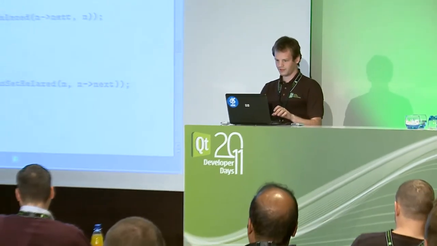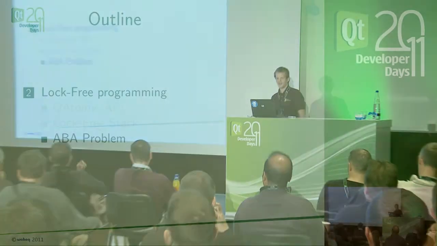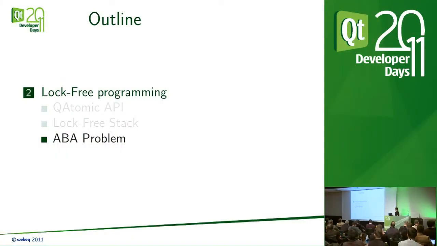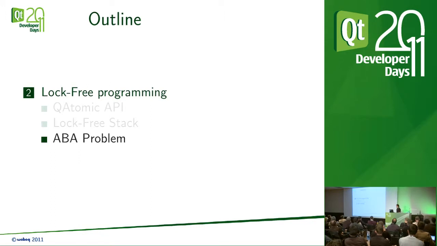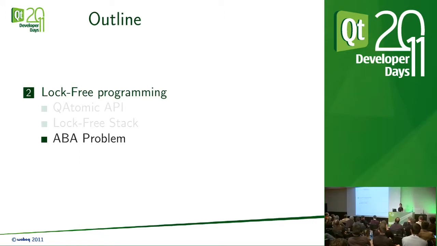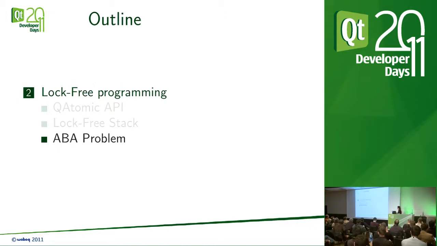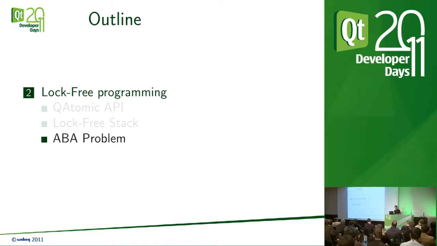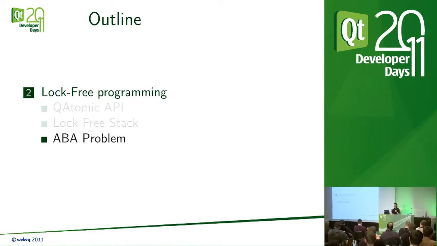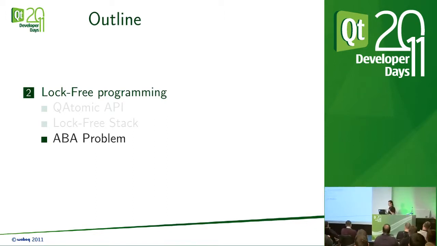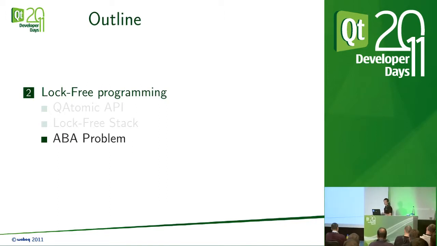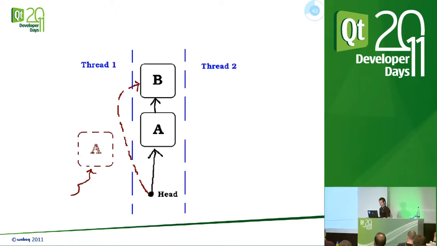Well, let's continue then. The ABA problem. My code is nice, but unfortunately it's not correct. It works here because I push all the nodes and then pop all the nodes, but in a real stack, you might want to support threads that both push and pop nodes.